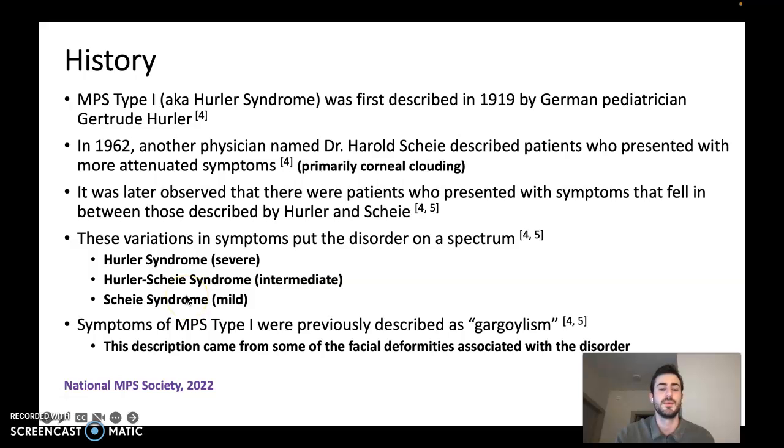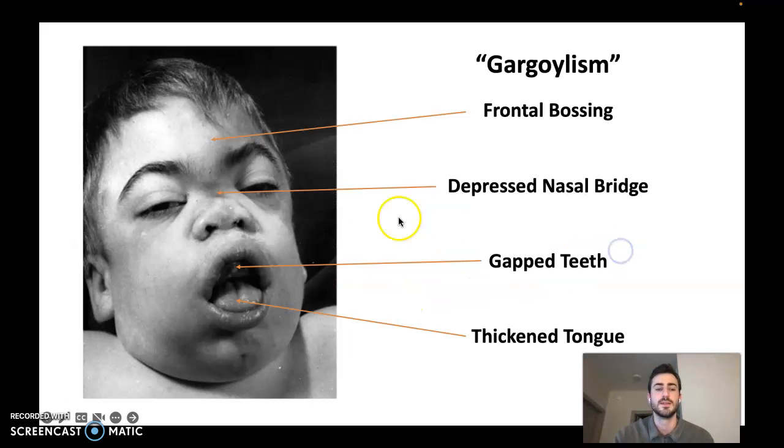And again, the symptoms of MPS type 1 that pretty much gave it the initial diagnosis were these gargoylism symptoms. This description came from some of the facial deformities that were associated with the disorder. And as you can see in this picture here, these are those gargoylism features. You've got this frontal bossing of the forehead region, the depressed nasal bridge, and the gap teeth, which you can't really see too well in this picture, but most patients with MPS type 1 have very wide and displaced teeth. And then you've got this thickened tongue that's associated with some of the nasal issues and the airway issues that patients with MPS type 1 have.